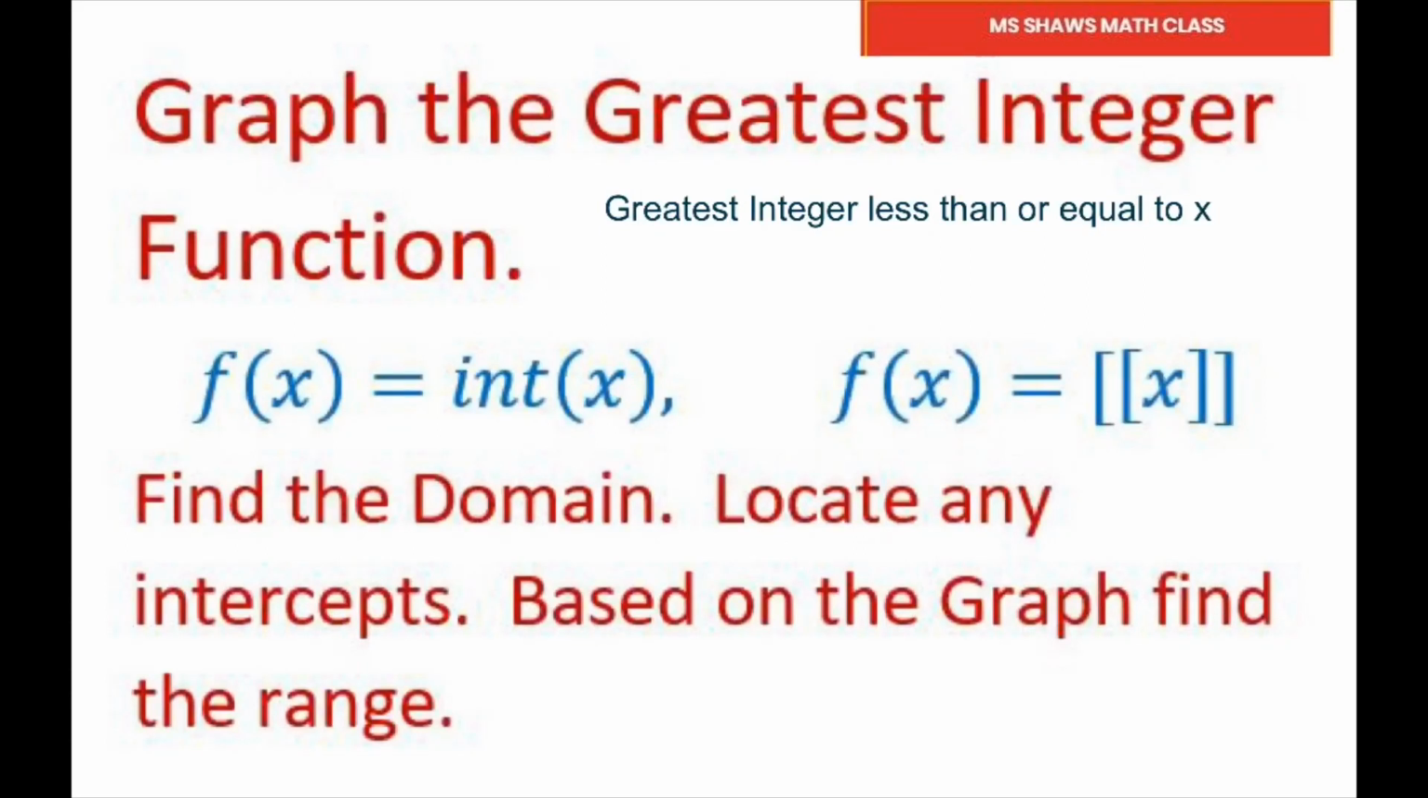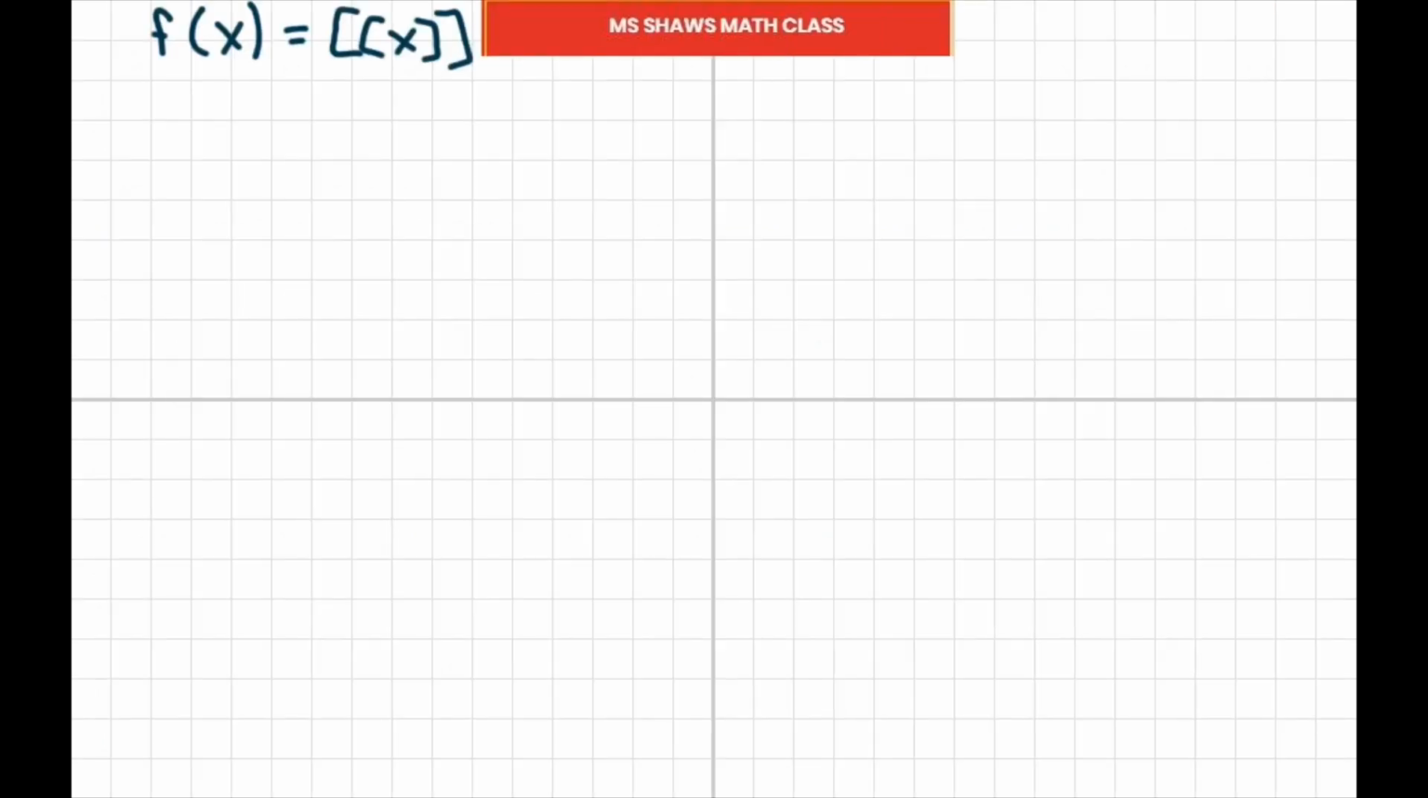Everyone, we're going to graph the greatest integer function. What the greatest integer function means is the greatest integer less than or equal to x. You will see it written in several ways, this way or this way. We're going to find the domain, locate any intercepts, and based on the graph, find the range. So this is the parent one. If you get the idea of the parent one, the rest of them are very easy.